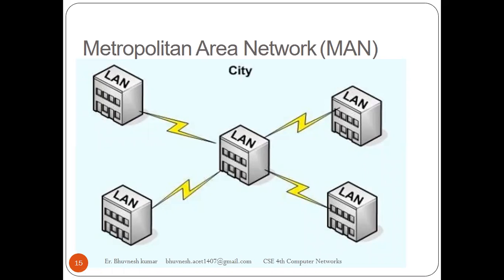If in a single building there is a single room, the network that is created there is called a local area network. In a single room, if there are 10 PCs, that area is a local area network. If there are multiple blocks connected in a single city, that is a metropolitan area network.